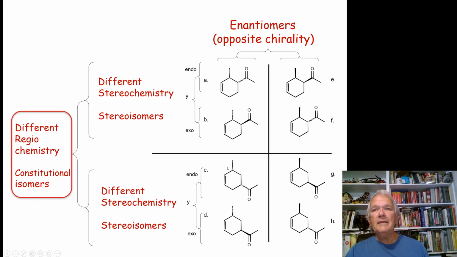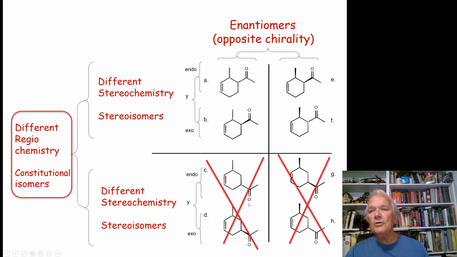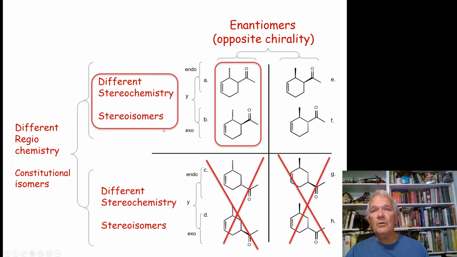Okay, so that is going to rule out all 4 of these down here. So we've done a whole lot. Now what we'd like to do is see if we can figure out what's going up here. In particular, we're going to worry about A versus B, which of the diastereomers we're going to get. So how do we do that?